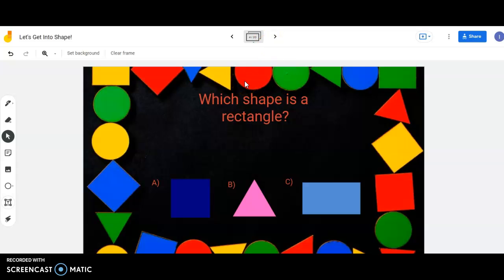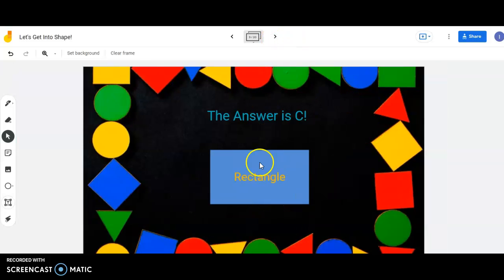Now, to get our brains activated, which shape is a rectangle? I want you to think of which answer you think is the rectangle in your head, and then I'll give you the correct answer. So I would give students just a minute to think about this, and then I would tell them the answer. Okay, boys and girls, and the answer is C. C was a rectangle. We know it's a rectangle because it has two shorter sides, two longer sides, and 1, 2, 3, 4 corners. And that's how we know it's a rectangle.